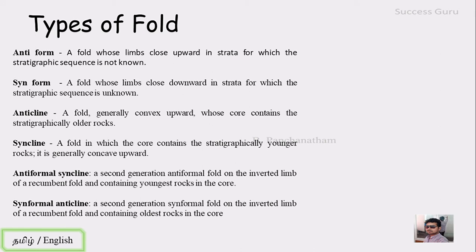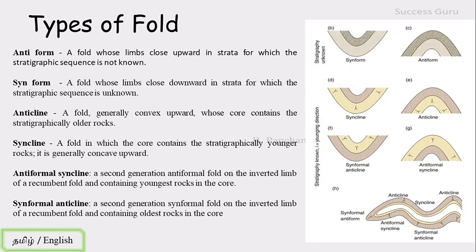Okay, and we will do these six together, so we will compare them. So the first one is the antiform. When you call it an antiform, it is a fold whose limbs close upward in a stratigraphic sequence that is not known. So an antiform looks like an anticline, but we don't know the age of the rock, so we can simply call it an antiform. So remember, when you want to call something an anticline, you should know the stratigraphy. The synform is also like this. This is dipping towards each other, but we don't know the stratigraphy, so it will simply become a synform.